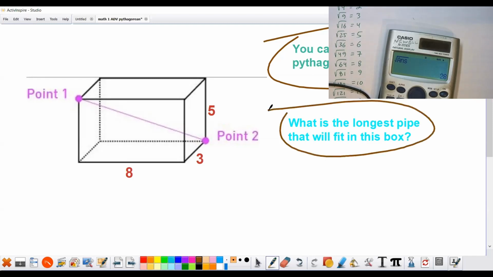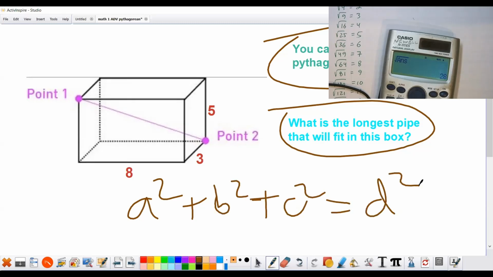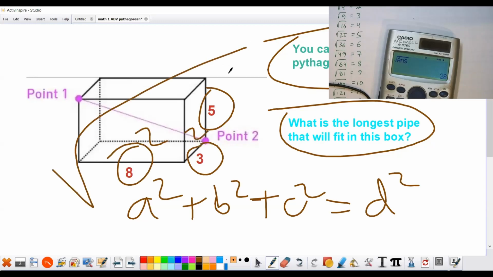What's the longest pipe that would fit in this box? I would demonstrate this in class with a 3D box. But what if these are the measurements? Well, you could go a squared plus b squared plus c squared is d squared. You could square all 3 of these, add them up, and then take the square root. So square all 3. You can go 3D with the Pythagorean theorem.